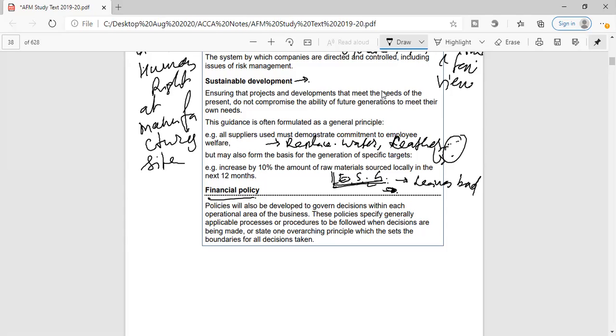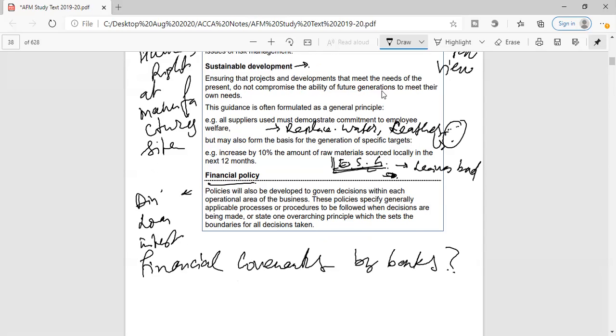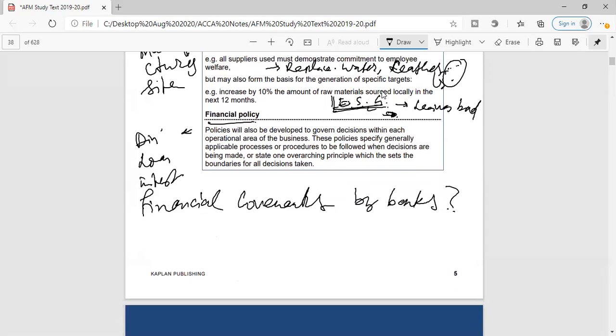Financial policy: they are at the center of the financial discussion and policy, such as how dividends should be distributed, how much loan should be taken, what should be the cost of interest, and financial covenants by banks, are they breached? Are they still intact? Such decisions and discussions are held by the finance manager and their team together with the senior management.